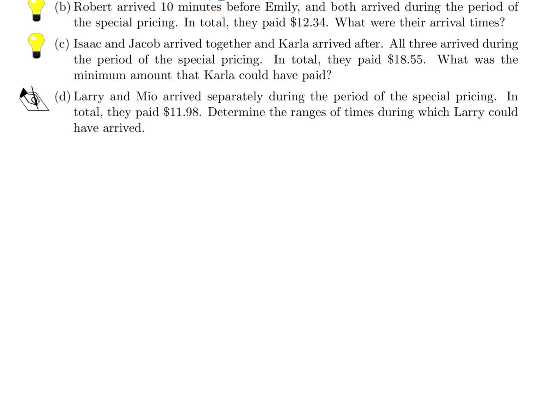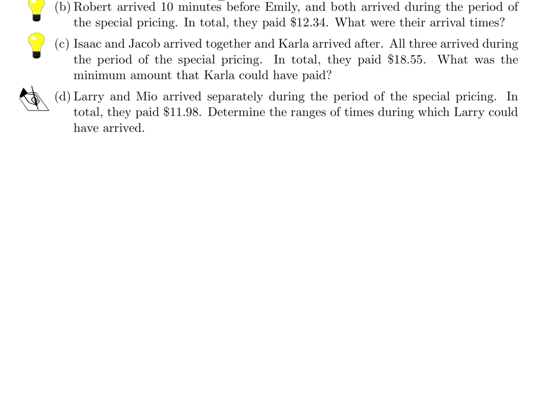Isaac and Jacob arrived together, and Carla arrived after that. All three arrived during the period of the special pricing. In total, they paid $18.55. What was the minimum amount that Carla could have paid?